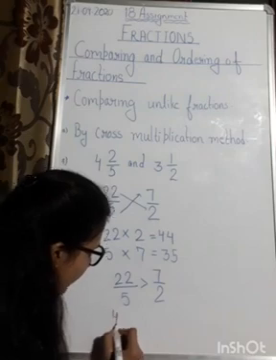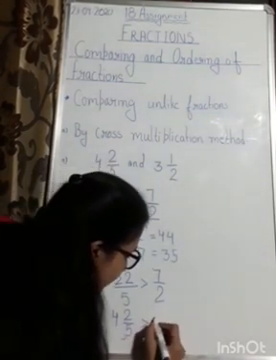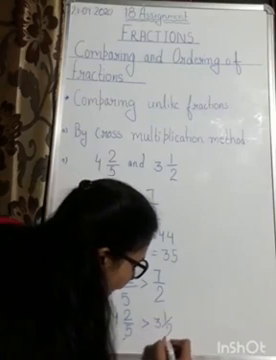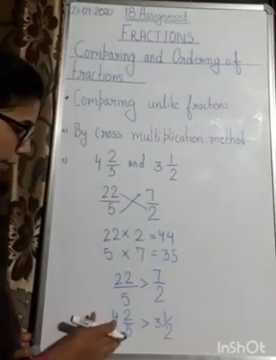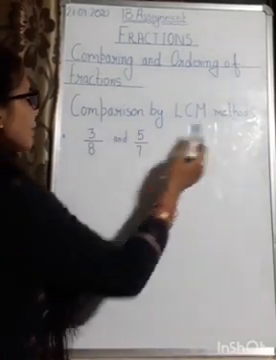So you can write 4 whole 2 by 5 is greater than 3 whole 1 by 2. Clear? Your next method is comparison by LCM method.